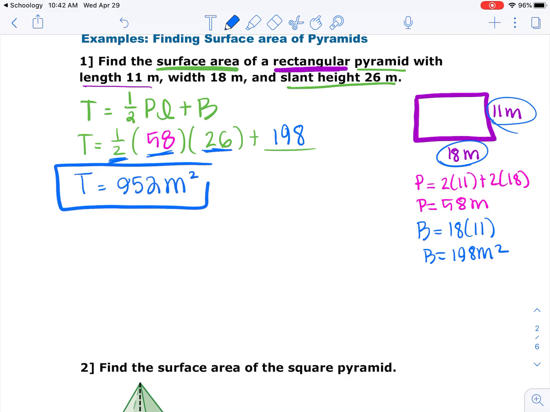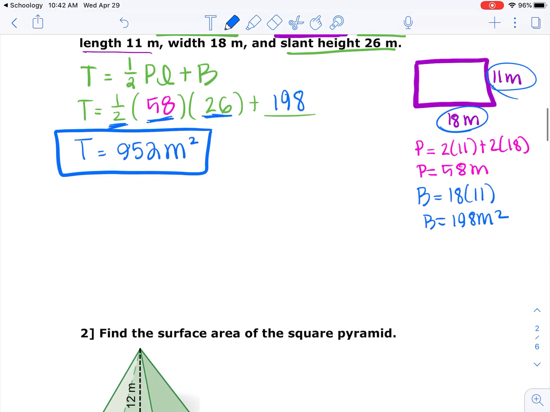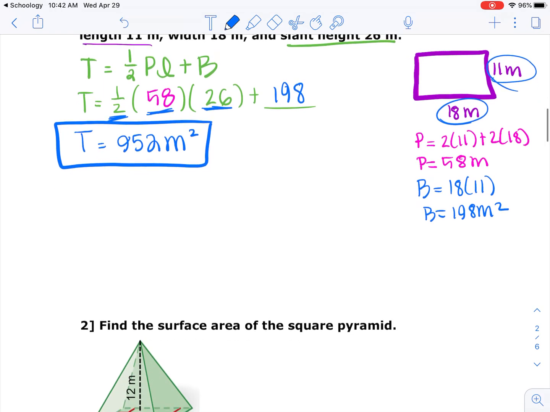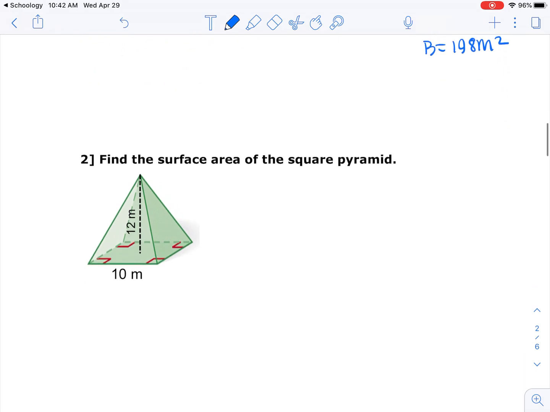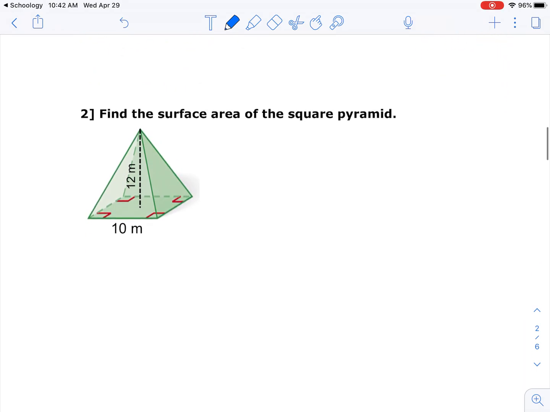Remember, this is total surface area, so it's meters squared, okay? If you're not getting 952, send me a message, maybe with a picture of your calculator screen, and I can help you out.